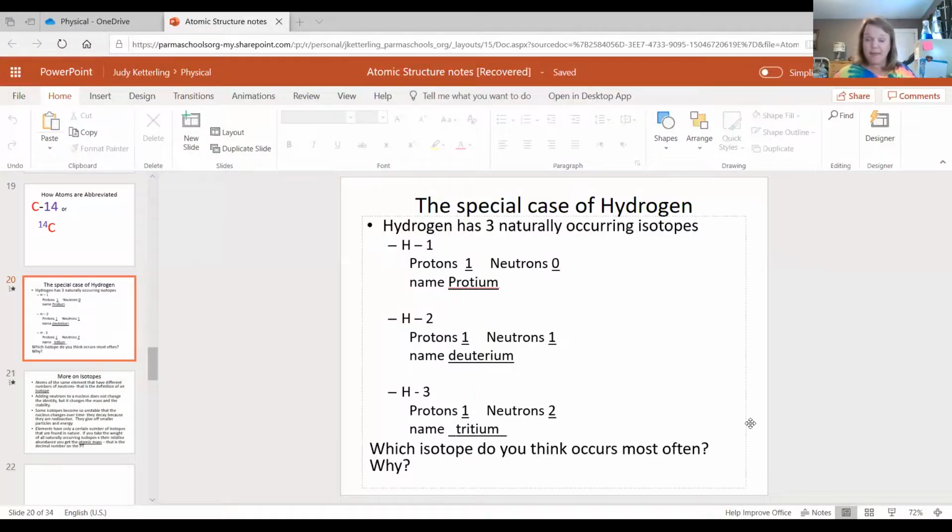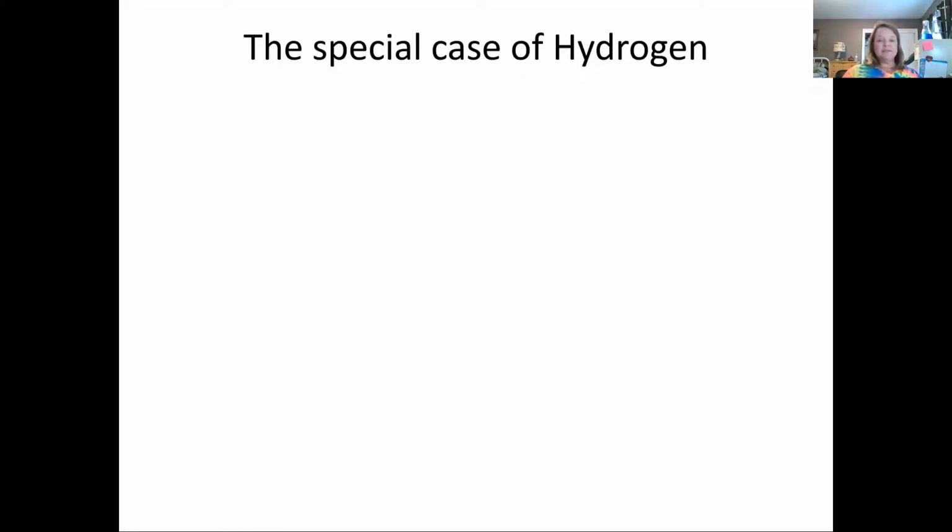Okay, hydrogen played a big role in World War II and the reason that we won it. But let's talk about hydrogen. Hydrogen, just like other elements, has some isotopes that are found in nature.